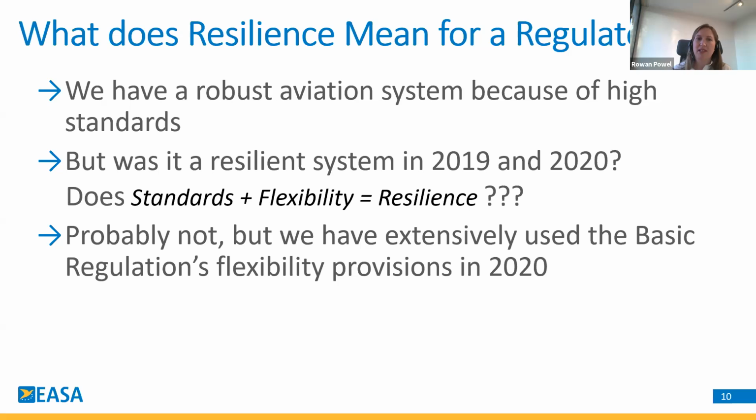But that's robustness. Was it a resilient system in 2019 and in 2020? We have standards. The basic regulation has flexibility provisions. Does that give us resilience? Probably not, but we did extensively use the basic regulation's flexibility provisions in 2020 to enable us to adapt the system to the crisis. So next slide.